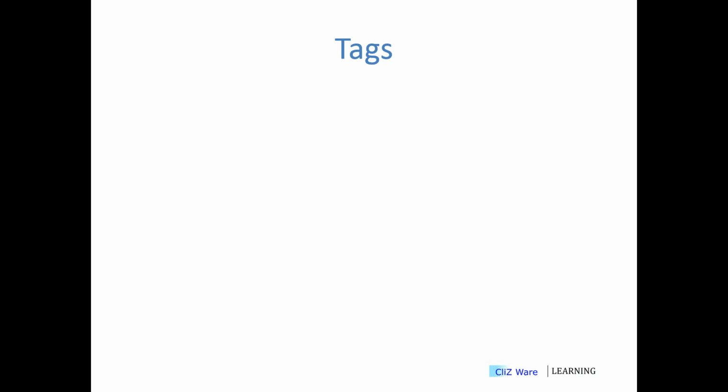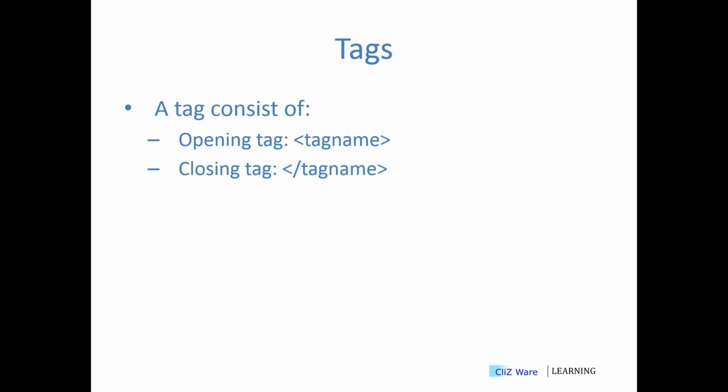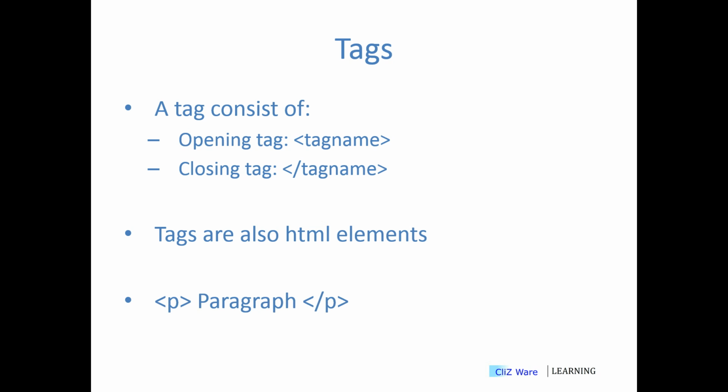The tag is an HTML element, and it consists of an opening tag, sometimes referred to as a starting tag. As you can see, you have the tag name and these symbols, less than and greater than. And we have a closing tag, and the basic difference between these is that you put a slash: a less than, slash, tag name, and then a greater than sign. Tags are also HTML elements. Here's an example of a paragraph. It starts with a P, and then it ends with this slash and then P.